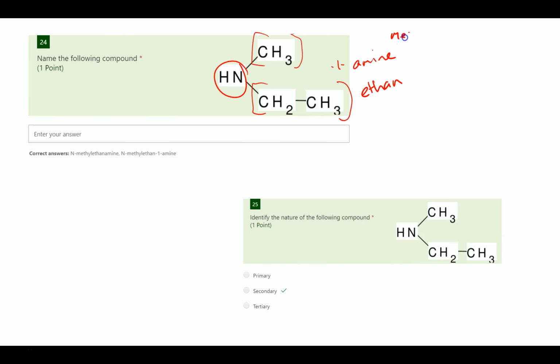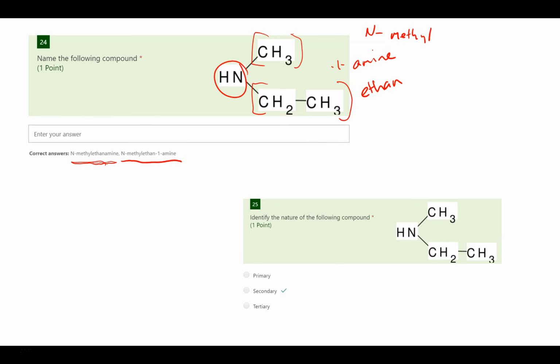That's a methyl group, we know that. But how do we number it? Well, we number it to show that it's not coming off a numbered carbon, it's coming off the nitrogen. So we give it an N. So what we end up with is N-methylethanamine, because we don't need to number the amine on this one because it's only 2. Or if you really want to get, we'll also accept N-methyl ethan-1-amine.